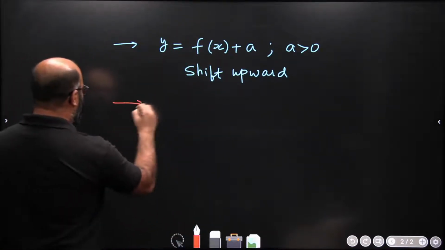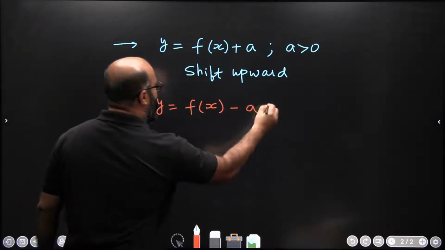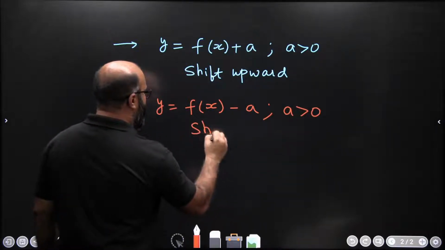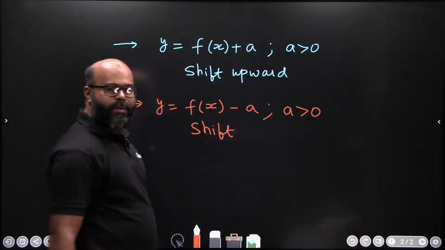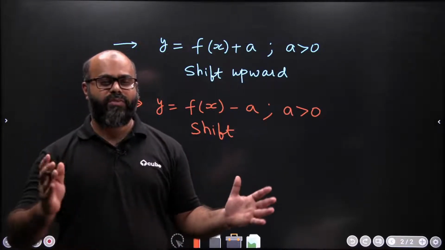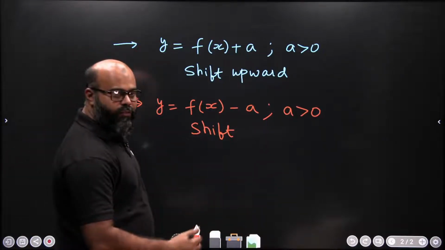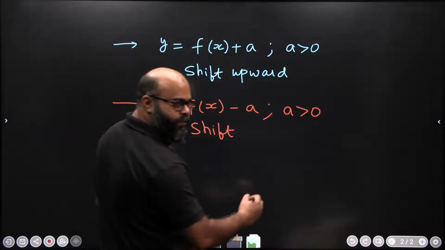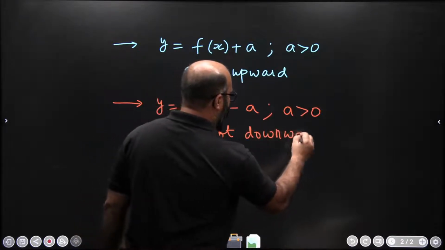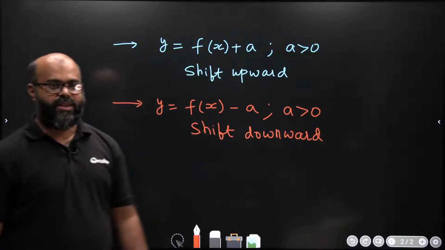Now if it is y = f(x) - a, and again I am taking a as positive, what will happen? Can you tell me, students? Will it shift right, left, or downward? The upward case we have already seen. So it will shift downward, of course, like this, right?